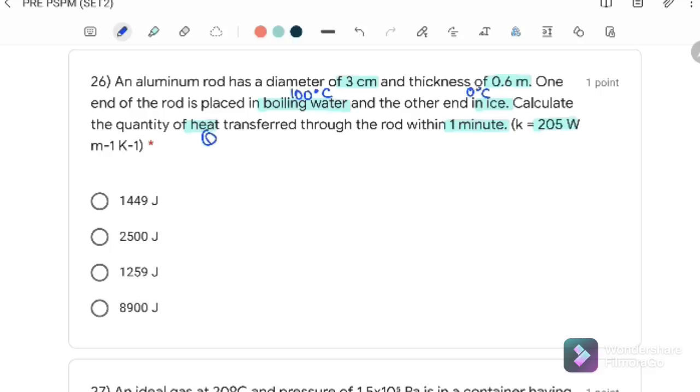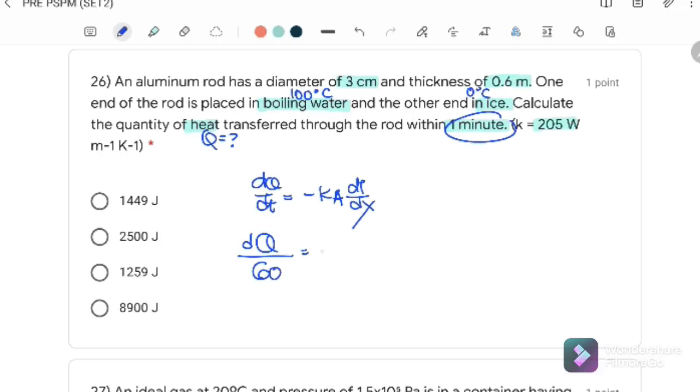So we want to find Q, the heat transfer. We can use dQ over dt equals negative K A dT over dx, where Q is the value that we want to find, t is 1 minute, so it's equal to 60 seconds, and the thermal conductivity is 205. The area is not given, but they give you the diameter, so we can find the area, which equals pi r squared.